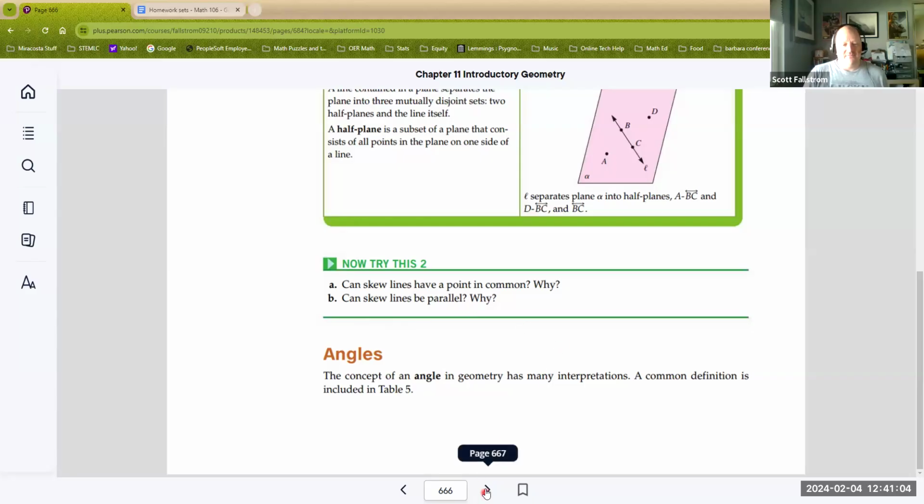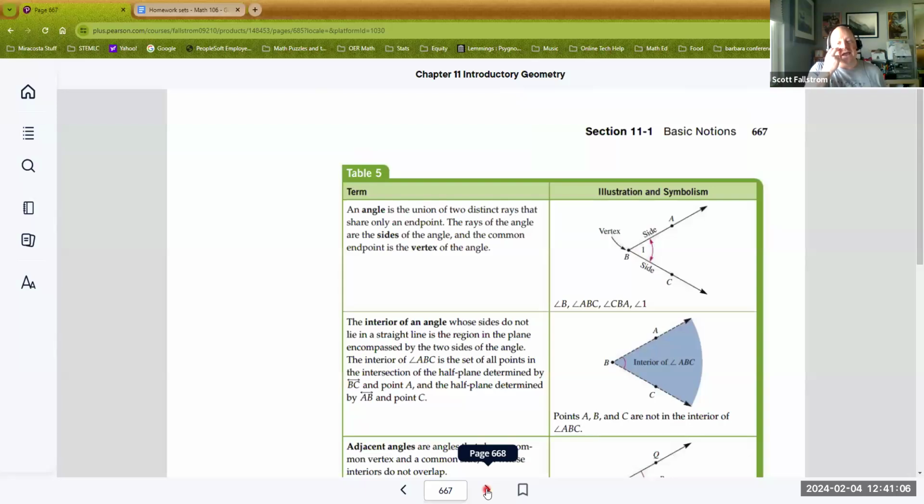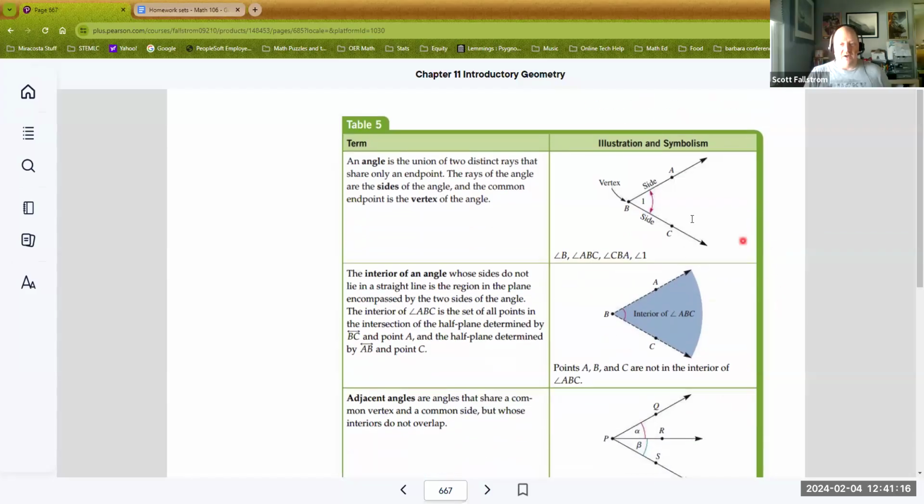And then we get to the idea of angles. So again, this section I told you is dense with words, but that's because this is the baseline. This is our basic notion. That's what this entire section is about. So now what you need to do is, what do we do? How do we form an angle?